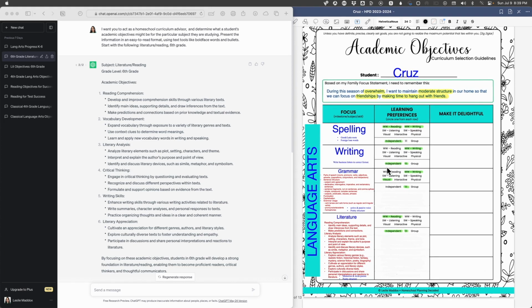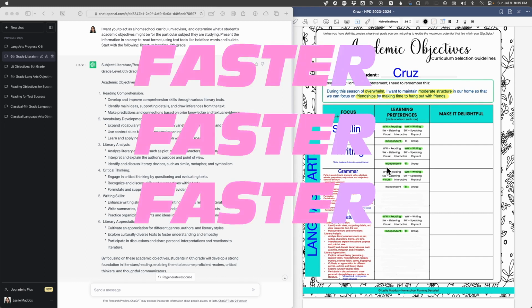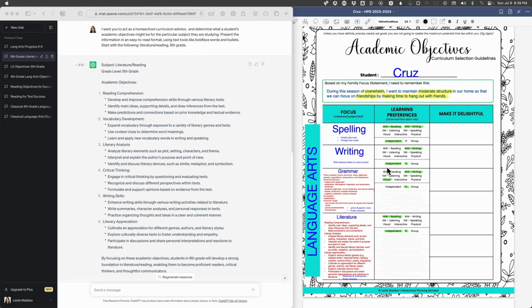It was dramatically faster than what I did with my fourth grader, where I went to the home education books first and had to make up my own list and edit it down and then go to ChatGPT and compare. It was a dramatically faster process to use ChatGPT first and then go to the home education books. And using them hand in hand, I feel really good about the results. And using ChatGPT first, I feel really good about how fast it was.